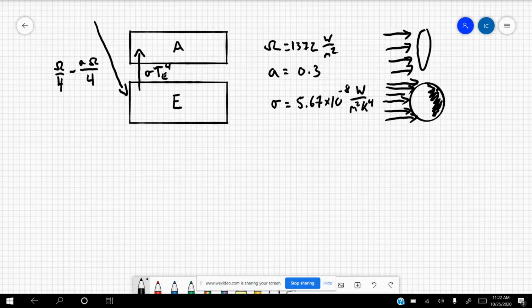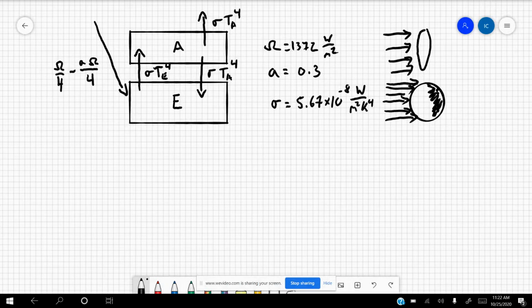Similarly, the atmosphere warms and also emits its own infrared radiation. Unlike the Earth, the atmosphere has two surfaces, a top surface and a bottom surface, and it emits radiation both upwards and downwards. It emits sigma T to the fourth upwards and sigma T to the fourth downwards. The radiation going upwards escapes to outer space, and the radiation going downwards is absorbed by the Earth and leads to additional warming. This is what causes the greenhouse effect.